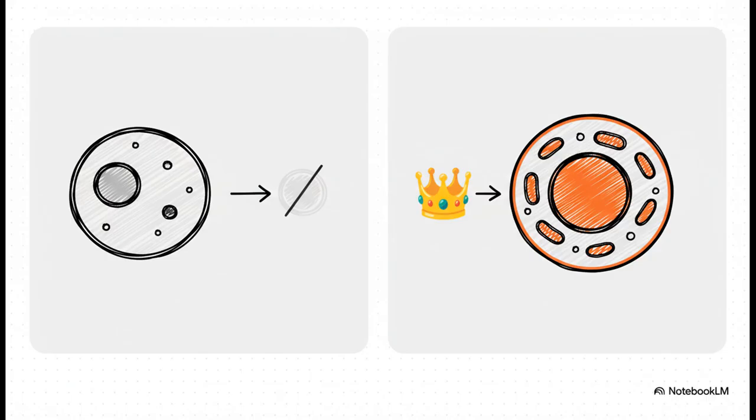And you know what's cool? The names themselves basically give you a cheat sheet to the biggest difference. Prokaryote, that means before the nucleus, and eukaryote means true nucleus. So right there in the name, it tells you it's all about the nucleus. That one feature is the absolute game changer.